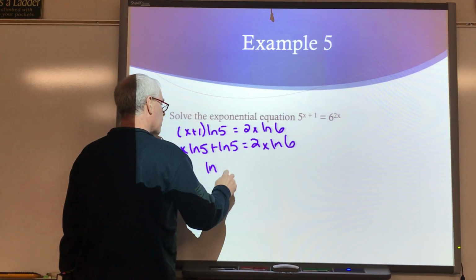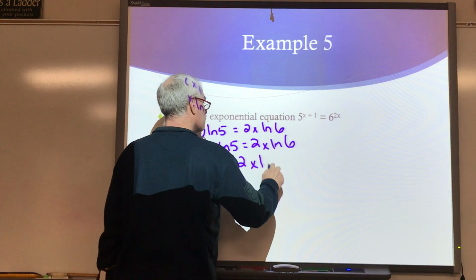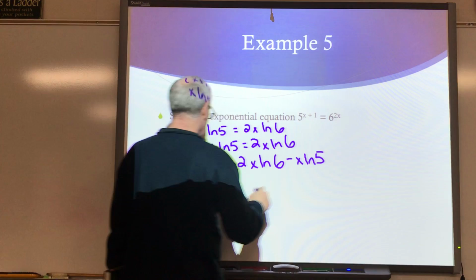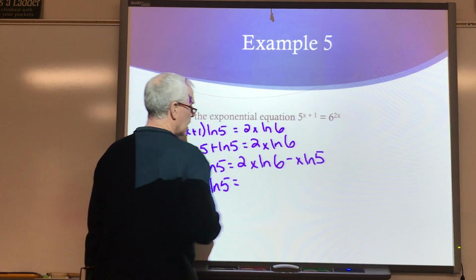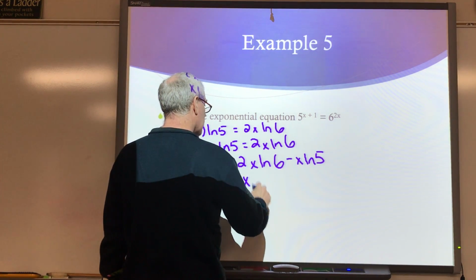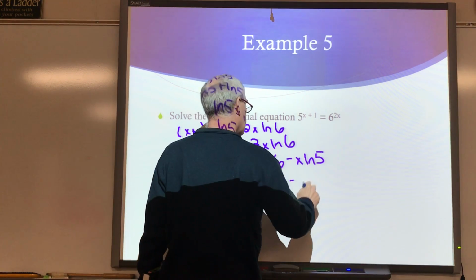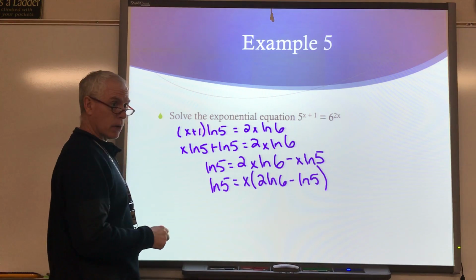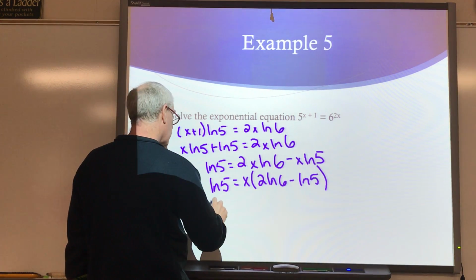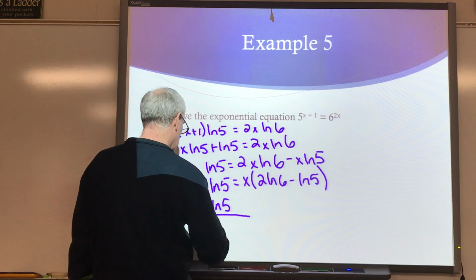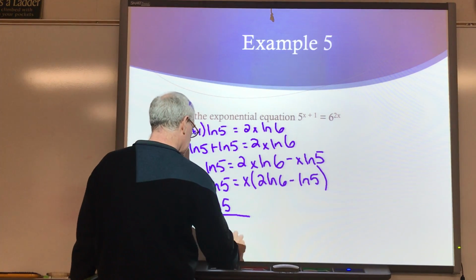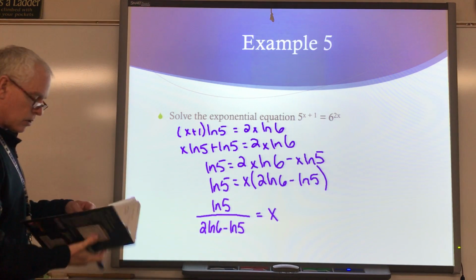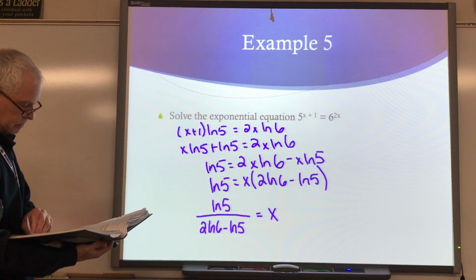So I'm going to leave this ln 5 on this side. And I'm going to subtract this x ln 5. And then on the right side, I can factor out that x. So if I factor an x out, I've got 2 ln 6 minus ln 5. And to get x by itself now, I can divide both sides by that expression. So this side will become ln 5 over 2 ln 6 minus ln 5, and that's going to be x. So that would be your exact version of that.